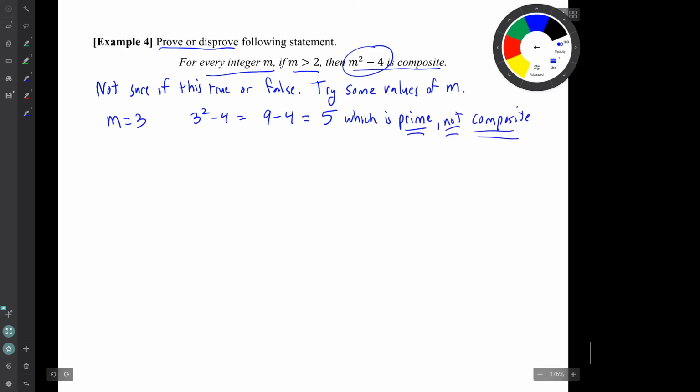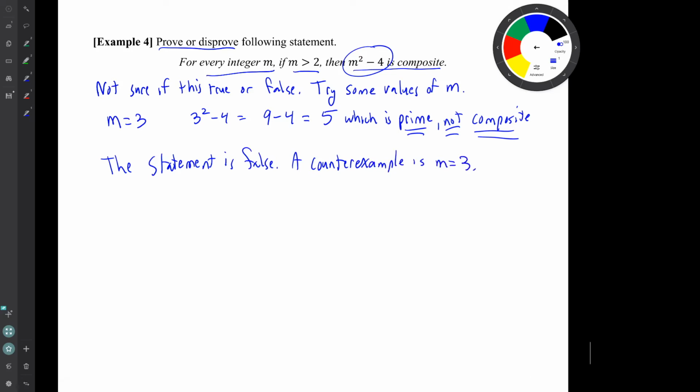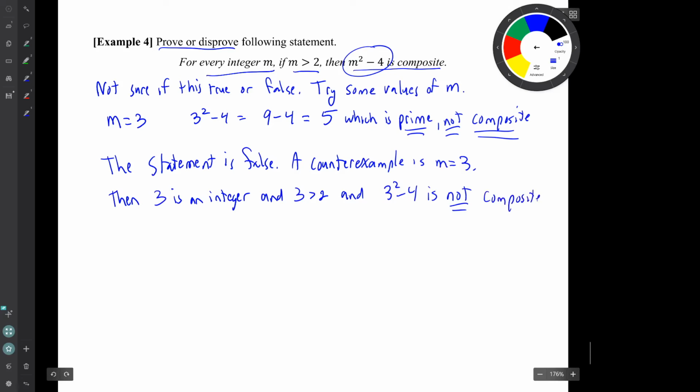So our statement is false, and the proof that it's false is this counterexample. m equals 3 is an integer that is greater than 2, and such that 3 squared minus 4 is not composite. That stuff that I just spoke out loud is worth writing. You want to hit the reader over the head with this so it's so clear they understand why the statement is false. That should say 3. So the explanation is you present the counterexample and you hit the reader over the head with it. You make sure they understand why that's a counterexample.